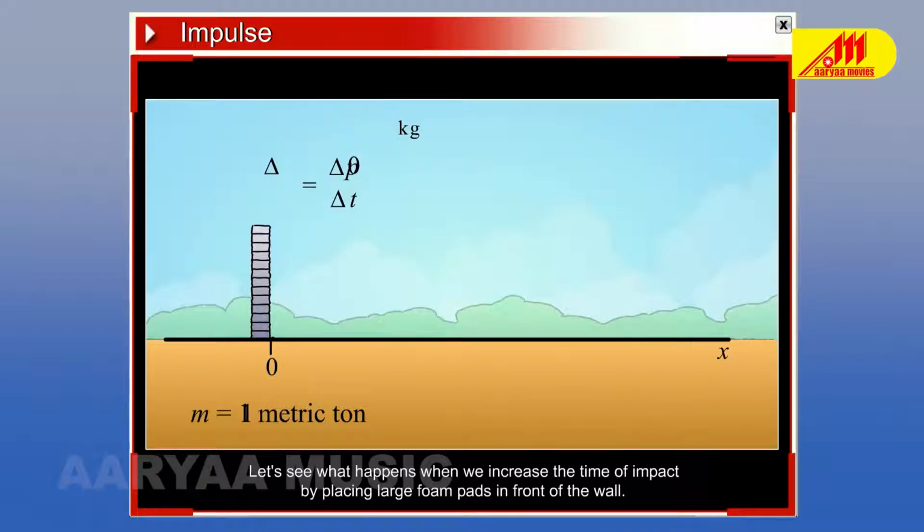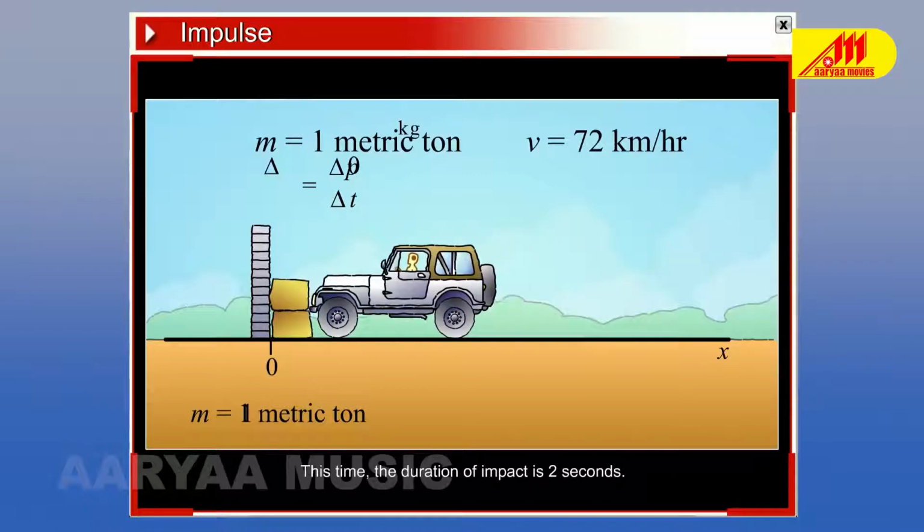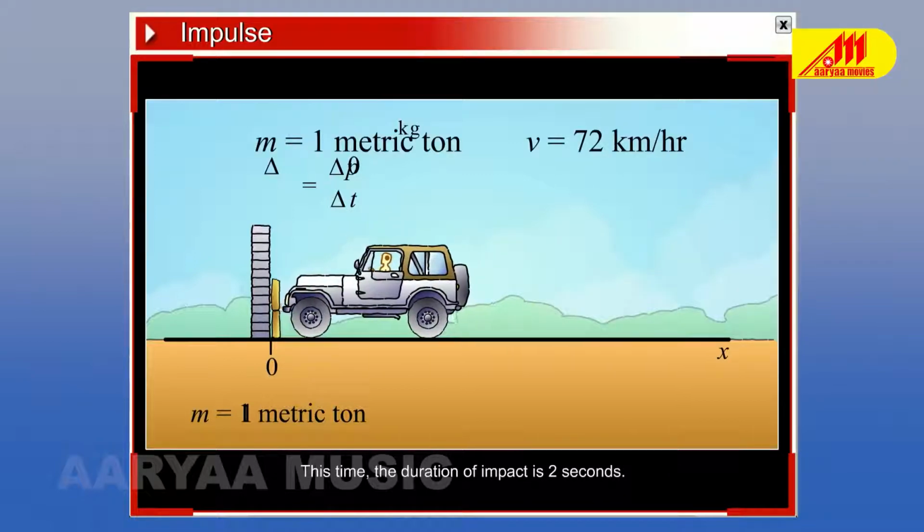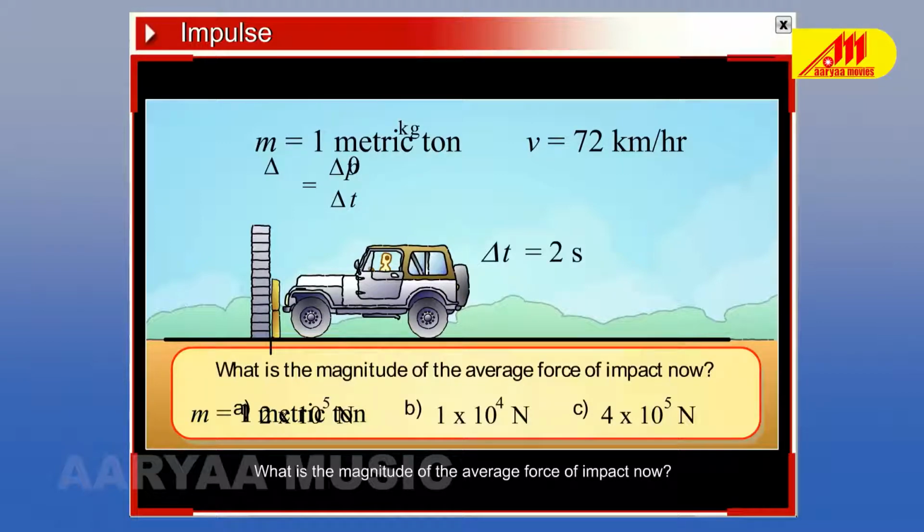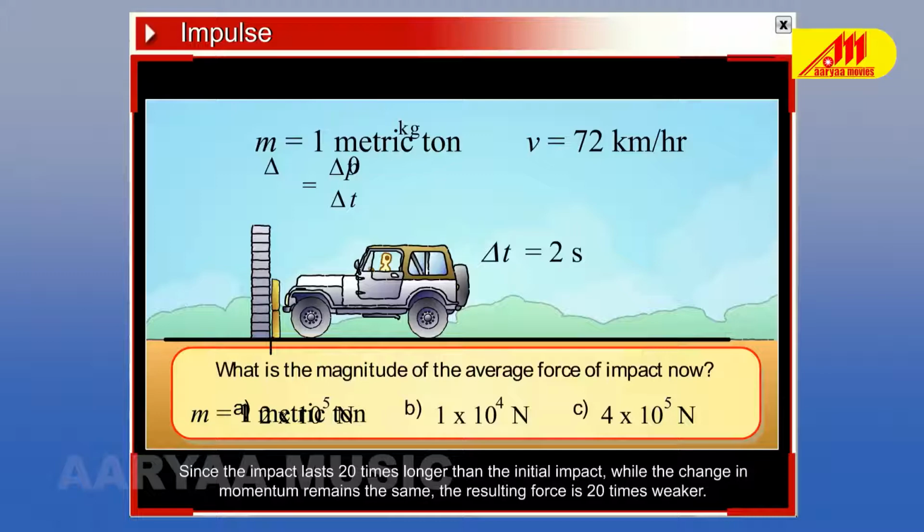Let's see what happens when we increase the time of impact by placing large foam pads in front of the wall. This time, the duration of impact is 2 seconds. What is the magnitude of the average force of impact now? Impact lasts 20 times longer than the initial impact, while the change in momentum remains the same. The resulting force is 20 times weaker.